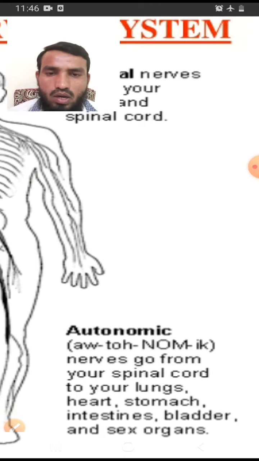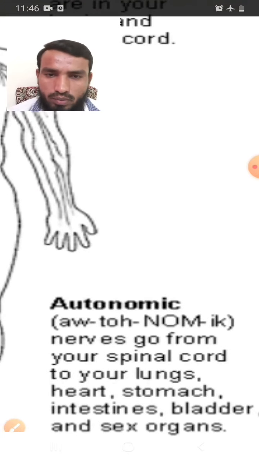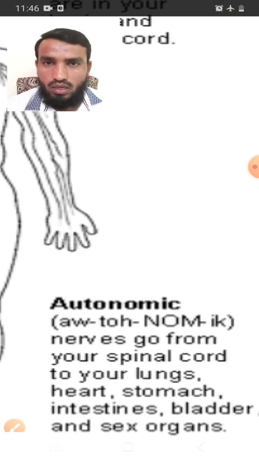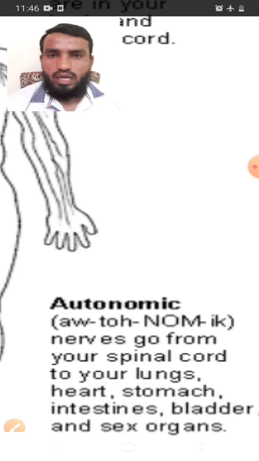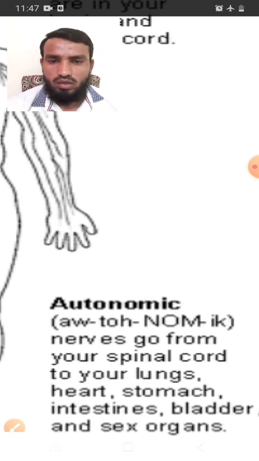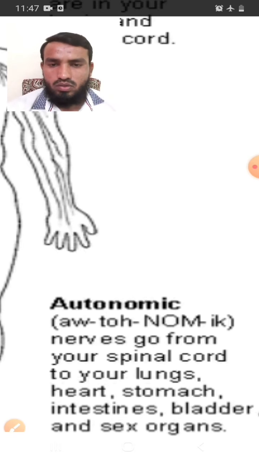And number four, autonomic nerves. Now what is an autonomic nerve? The nerves go from your spinal cord to your lungs, heart, stomach, intestine, bladder and sex organs. This is called the autonomic. What is meant by autonomic? It works automatically, right? It does not work by our will, and it does not come under our control. We don't have to give orders or commands to the lungs for breathing, to the heart for contraction and relaxation, to the stomach for digestion, or to the intestine, bladder or sex organs. That will be controlled by your brain, so it comes under the autonomic, right?